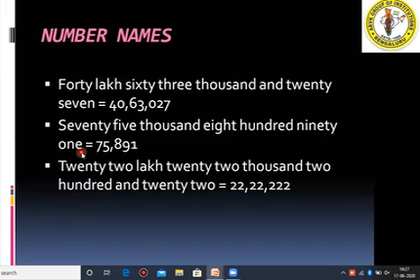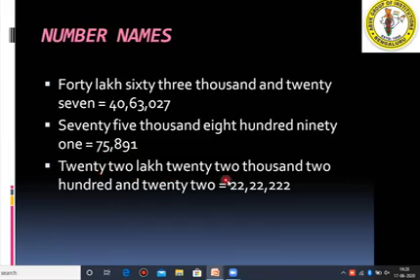75,891. So here they have given 75,000. 75, you know how to write 75. 891, it is very easy. 891. So we write it as 75,891. Let us see another example.